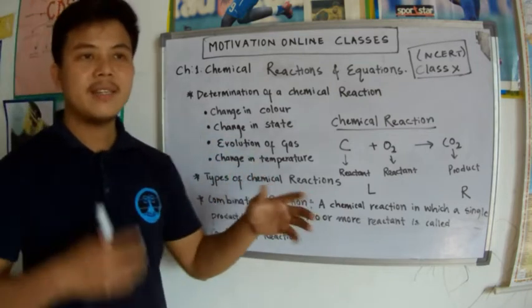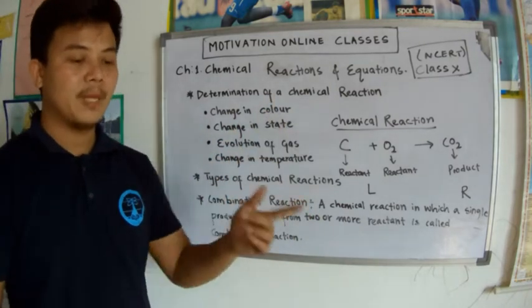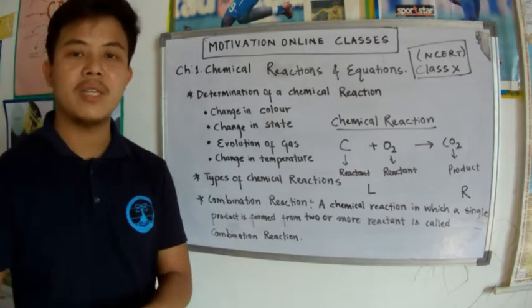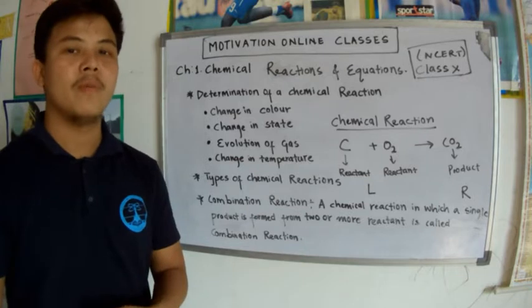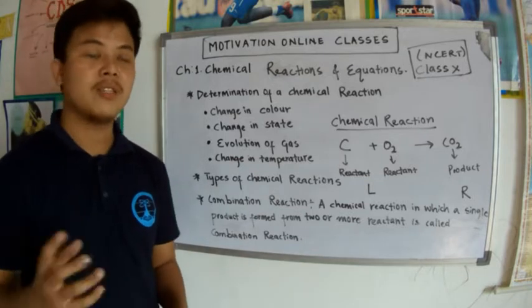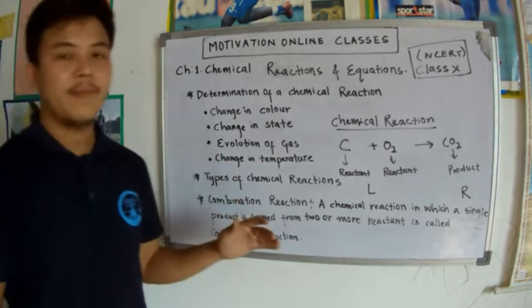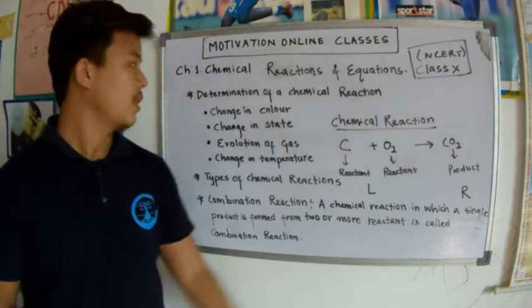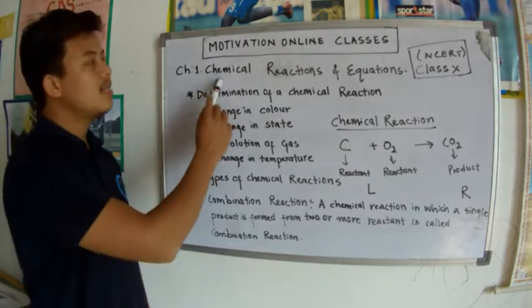We say that it is a physical change because the chemical composition of that water is always hydrogen and oxygen, that's H2O, and they are combined in a fixed ratio. But here the chapter, as its title says, is chemical reactions and equations. So what is a chemical reaction?